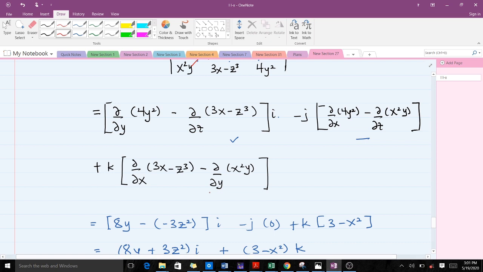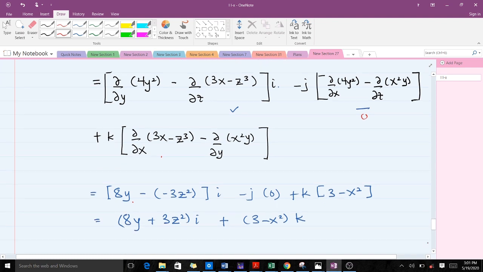Now you're supposed to do the partial derivatives. The partial derivative of 4y squared with respect to y is simply 8y. That of 3x minus z cubed with respect to z is minus 3z squared. And here, 4y squared with respect to x is 0. x squared y with respect to z is 0 because there is no z component here. So that means the whole of this is 0. Then here, with respect to x, is 3, and here is x squared.